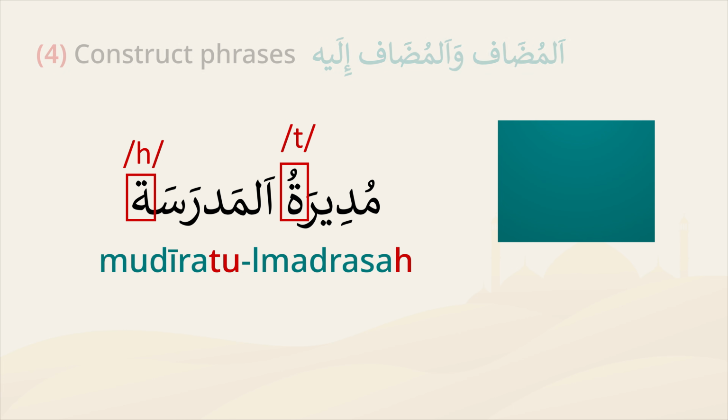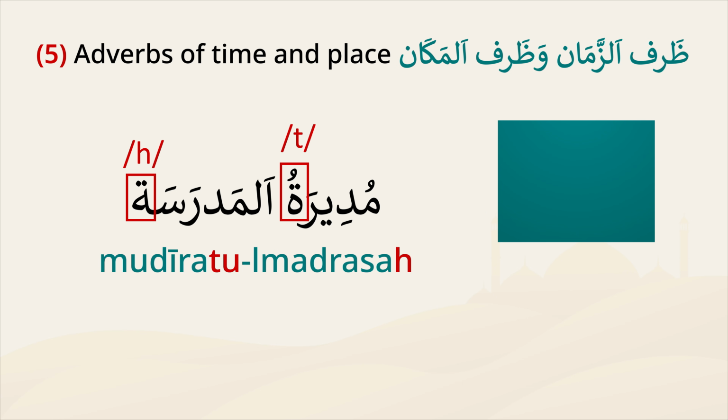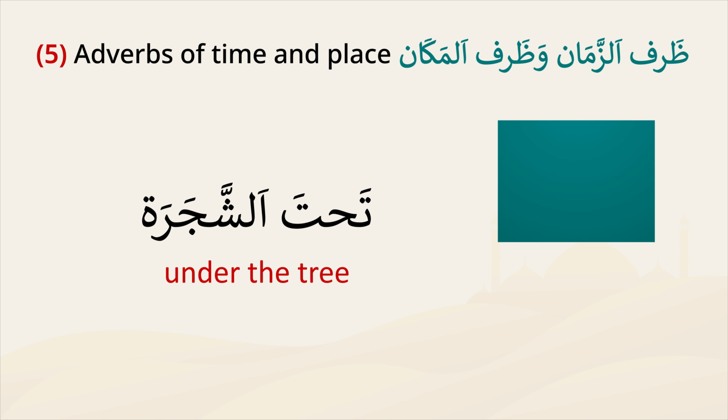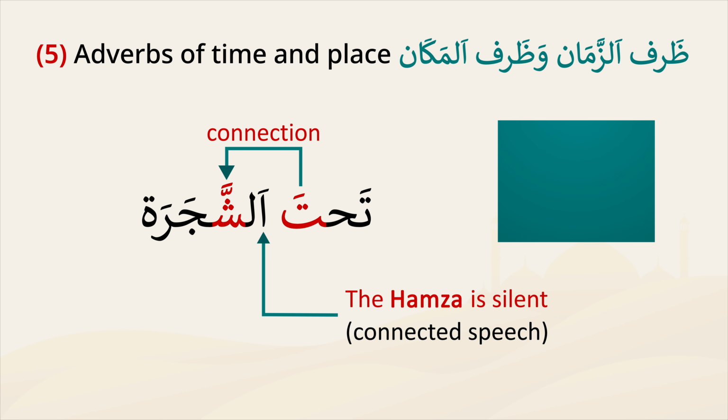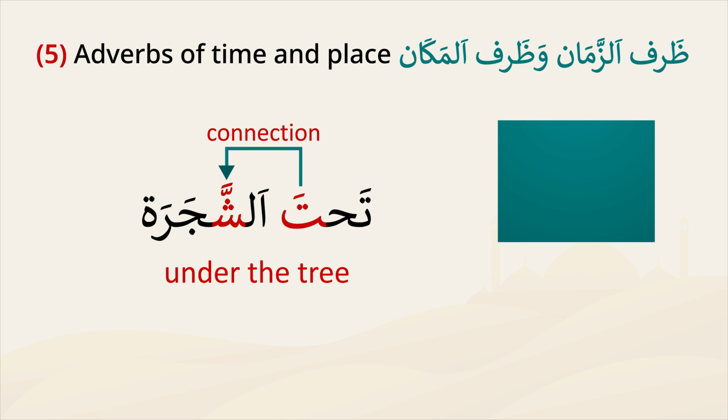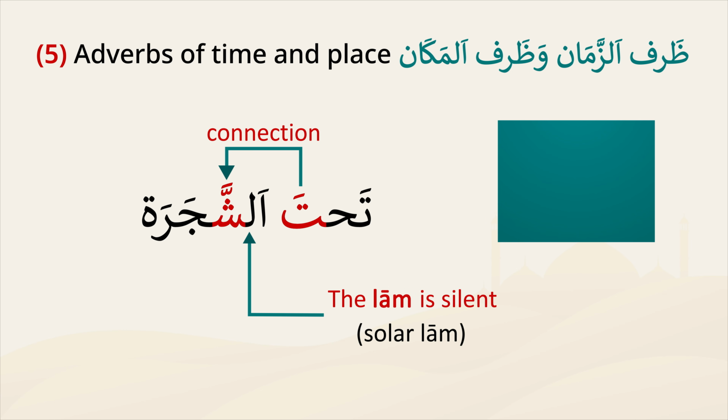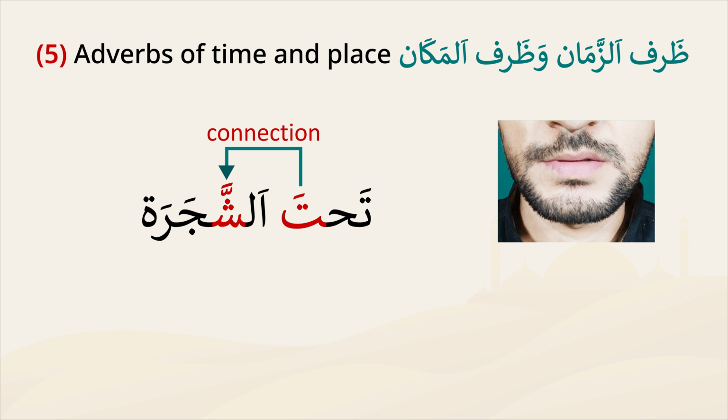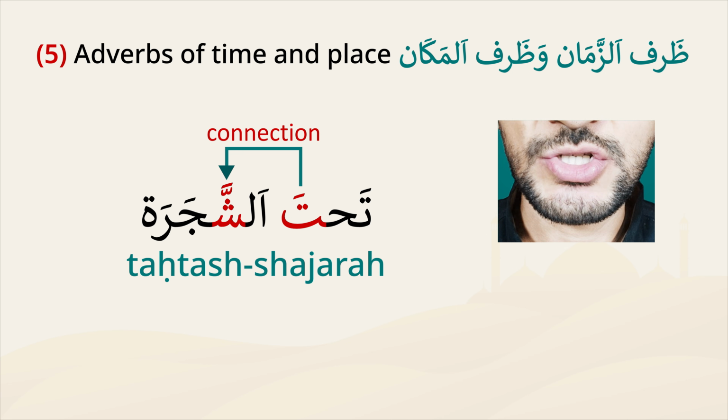The fifth case involves adverbs of time and place, ظرف الزمان وظرف المكان. When the noun following the adverb is definite, as in this phrase, there will be a connection by jumping directly to the letter sheen in the second word. Both alif and lam are silent for two different reasons. The alif is silent because it's in connected speech, and the lam is silent because it is solar. We can make sure of that from the shadda on the letter sheen. Let's pronounce it. تحت الشجرة.